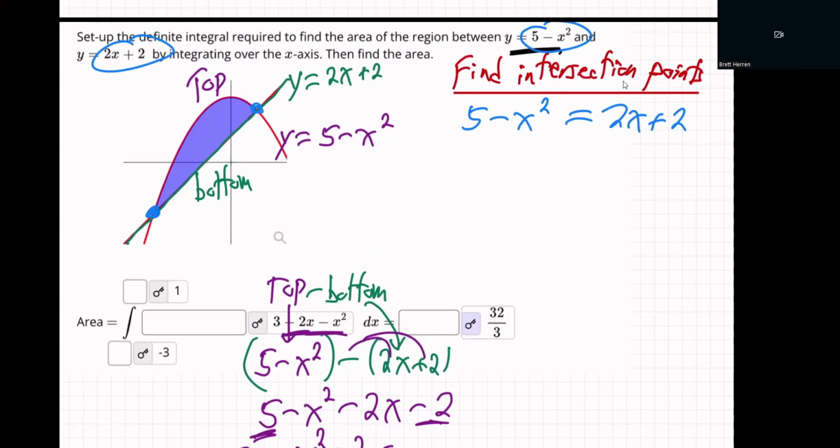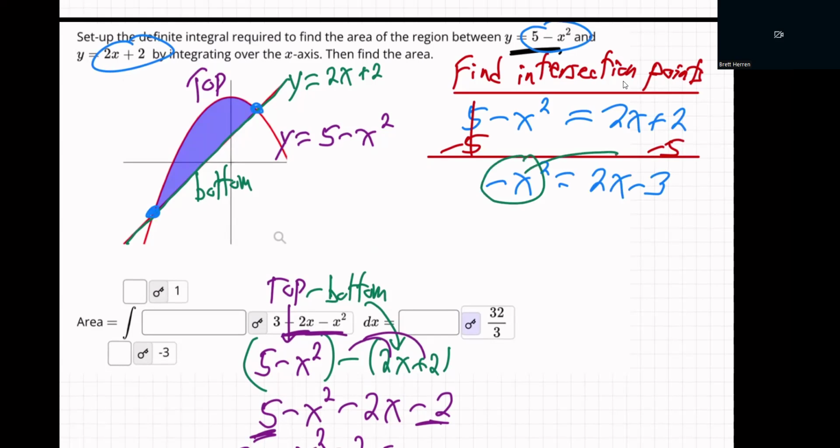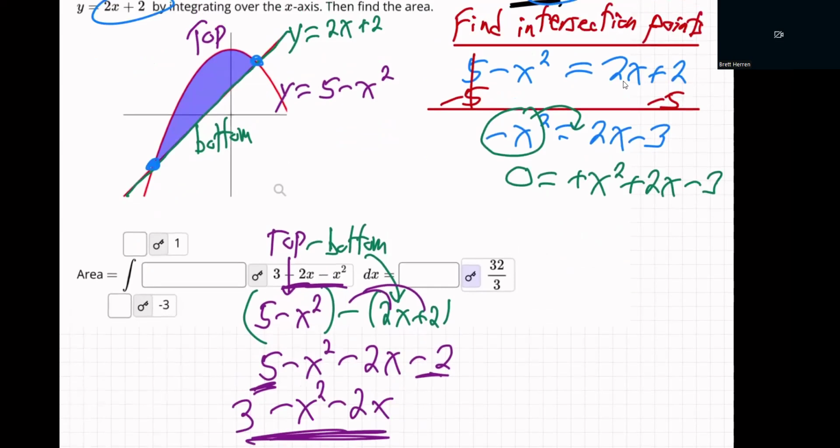So how do we solve that equation? Well, I'm going to subtract 5 from both sides. My game plan is to get the x squared, get a 0. Then I'm just going to move this guy right there. So that'll be 0 is plus x squared plus 2x minus 3. So whenever you have an x squared, the game plan is to get a 0. And now you can do the quadratic formula or you can factor. It doesn't matter. It'll work either way.